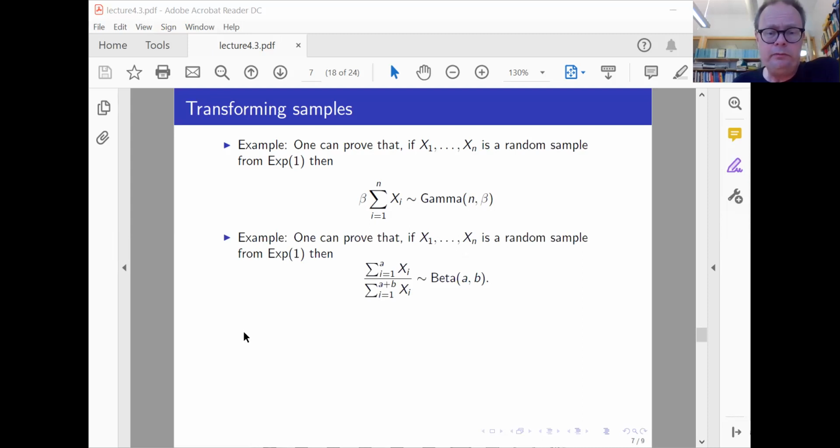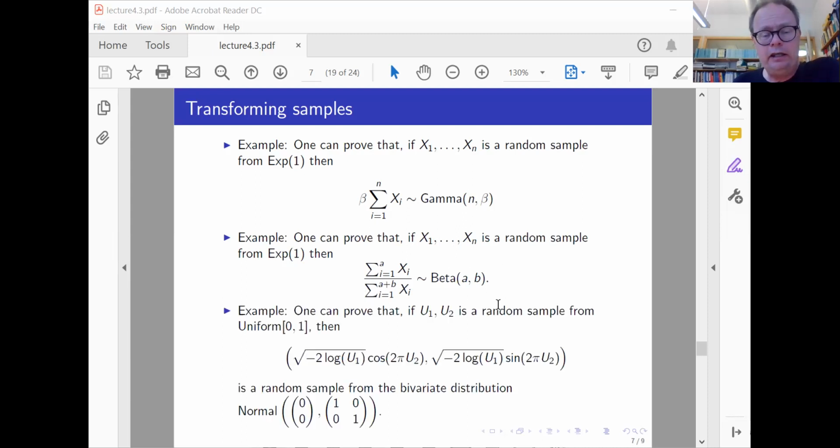Another example, you can prove that if this is a random sample of exponentially distributed variables, and we sum the first A of those and divide by the sum of the first A plus B, then you get something that is beta distributed with parameters A and B. So now you can simulate from the beta distribution where A and B are integers at least.